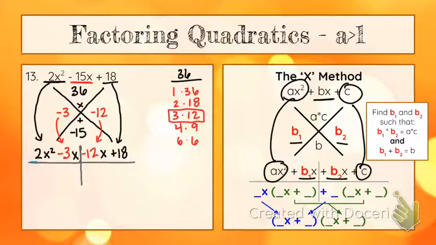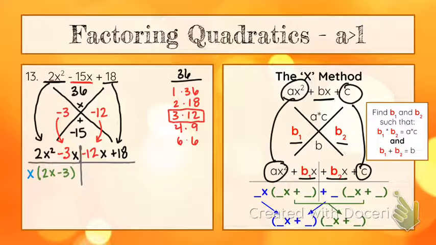So out of 2x squared minus 3x, the only common factor that's in there is an x. So we can factor an x out. And that's going to leave us with 2x minus 3, okay? Because 2x squared divided by x is 2x, and negative 3x divided by x is negative 3.